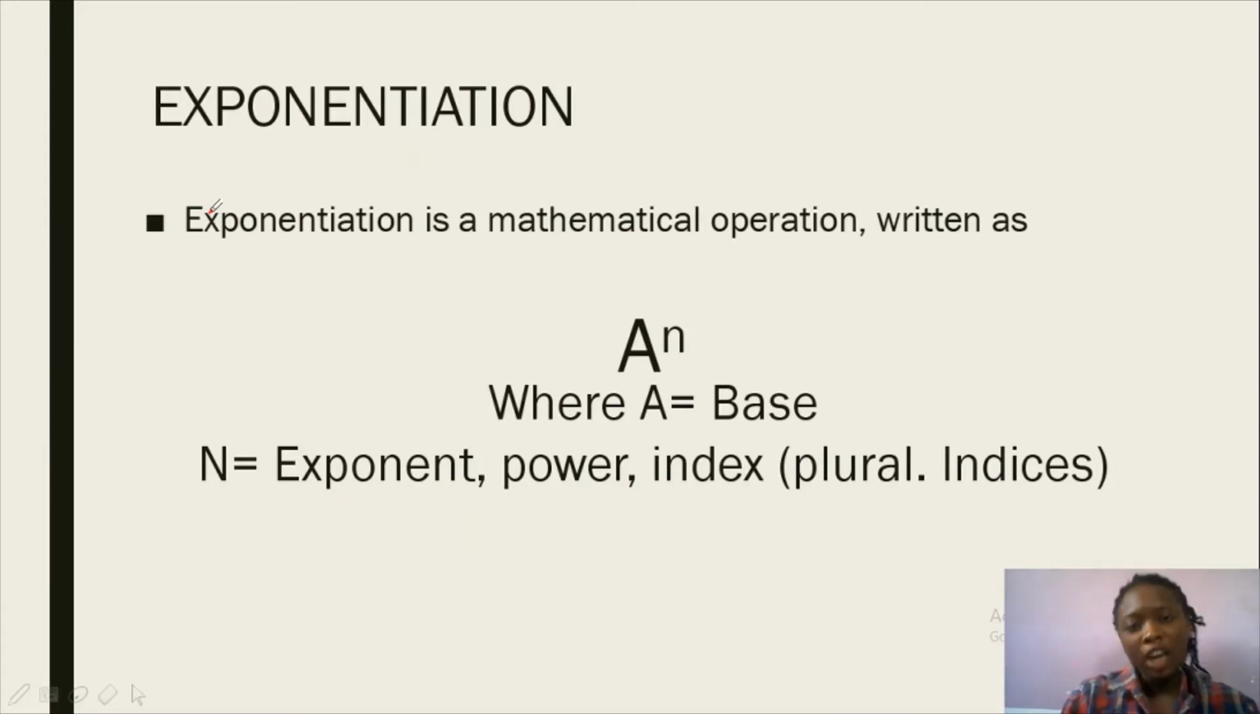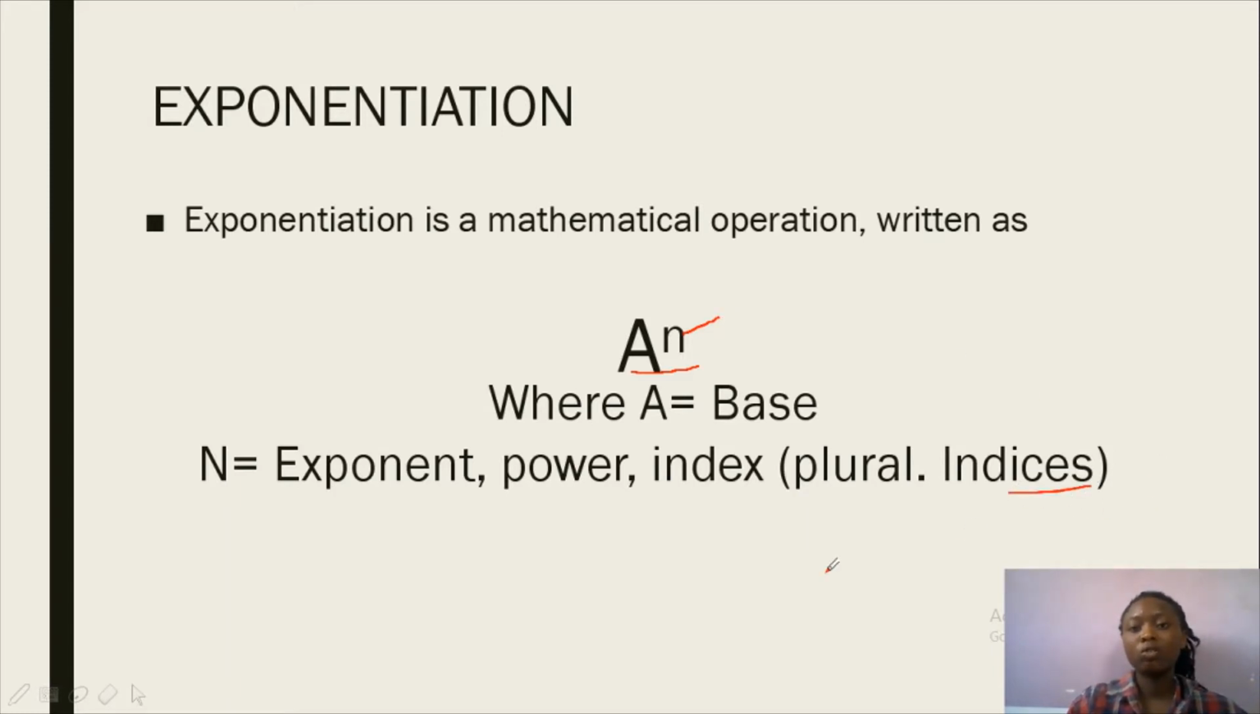Okay, exponentiation. Exponentiation is a mathematical operation written as a raised to the power n, where a is the base and n, which is small n, means either the exponent, power, or index. So we can call the n there the exponent or the power or index. The plural for index is what we know as indices.